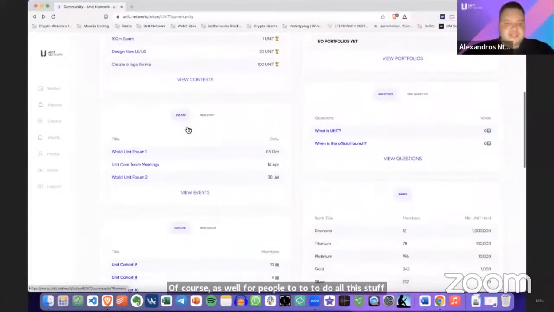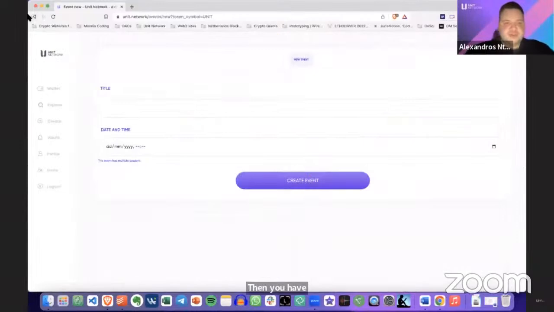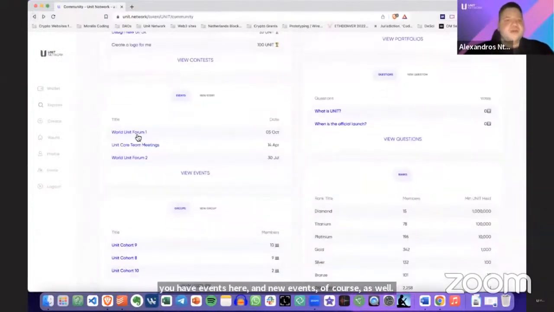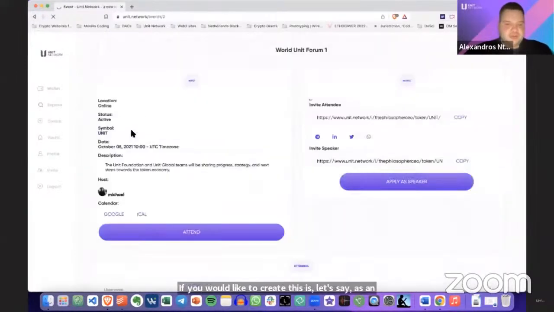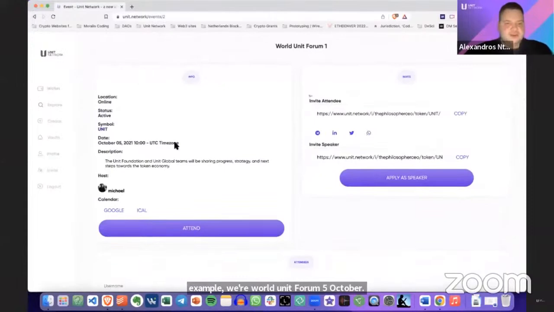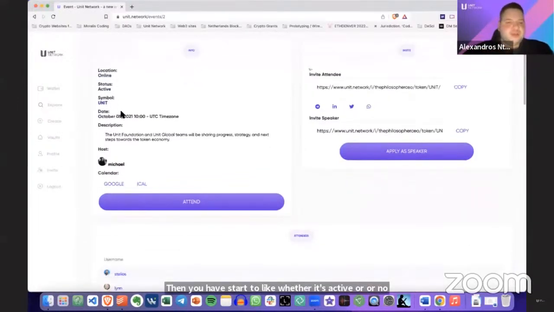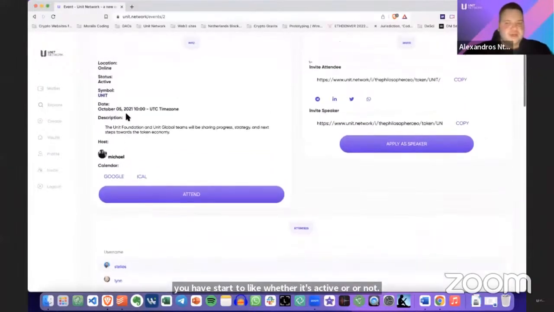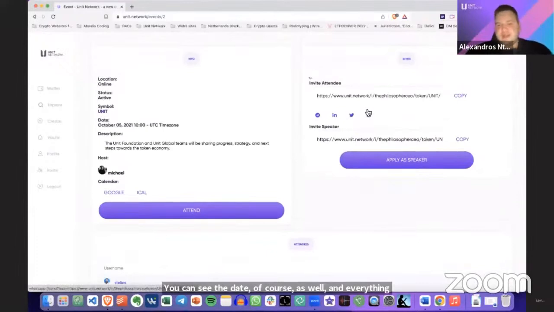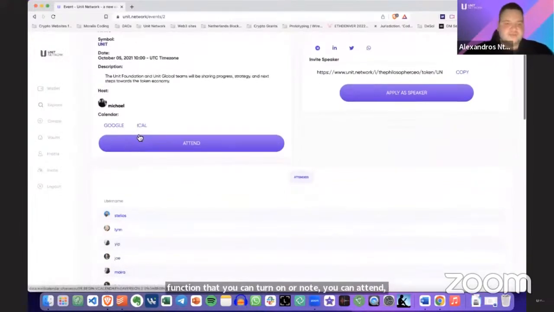Then you have events here and new events, of course, as well. This is, as an example, World Unit Forum, 5 October, you can click and see the location, online. If it was not online, it would say something like Elm Street 11, London or something. I'm just coming up with addresses out of my mind for the moment, right? Then you have status, like whether it's active or not. You can see the date, of course, and everything here. You can also apply as a speaker if that's a function that you can turn on or not. You can attend, you can add it to your calendar, of course, and everything.